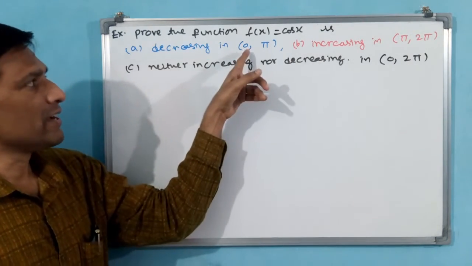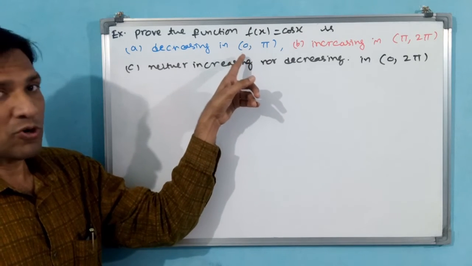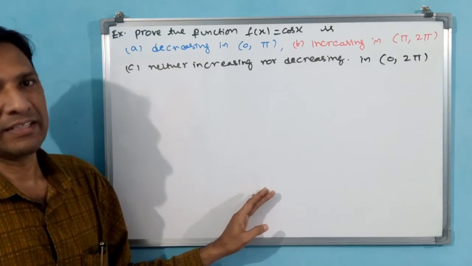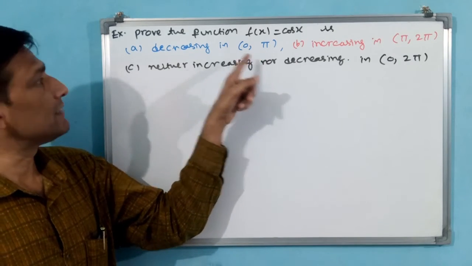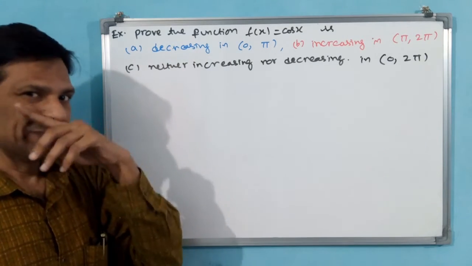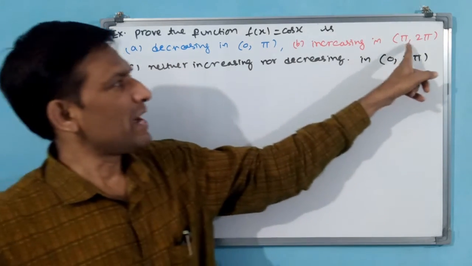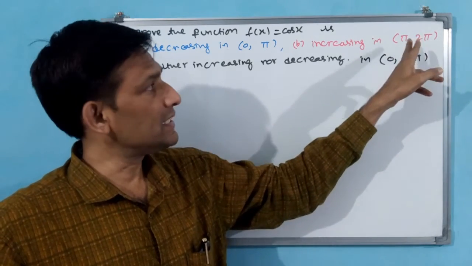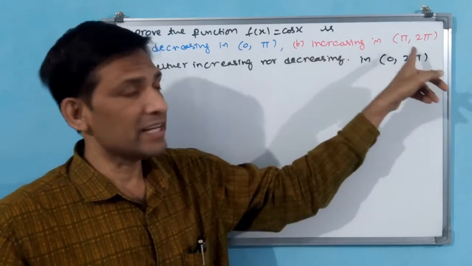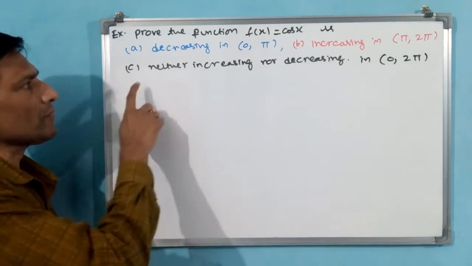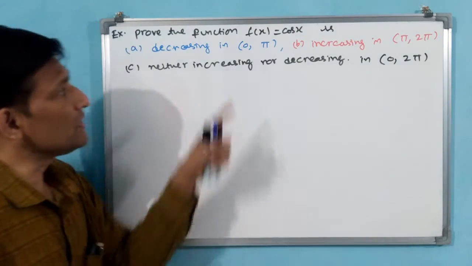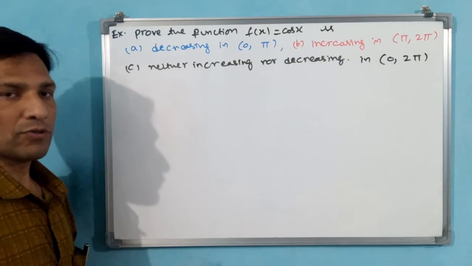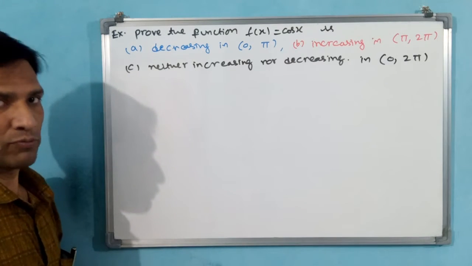But one by one we see. Open interval of 0 to pi means 0 you should not take, pi also you should not take. Greater than 0 you have to take, less than pi you have to take. In this interval, you have to prove the function is decreasing. From pi to 2 pi, that means not equal to pi, not equal to 2 pi, greater than pi, less than 2 pi, you have to show the function is increasing. From 0 to 2 pi, total, you have to show the function is neither increasing nor decreasing. This they are asking us to show, prove.